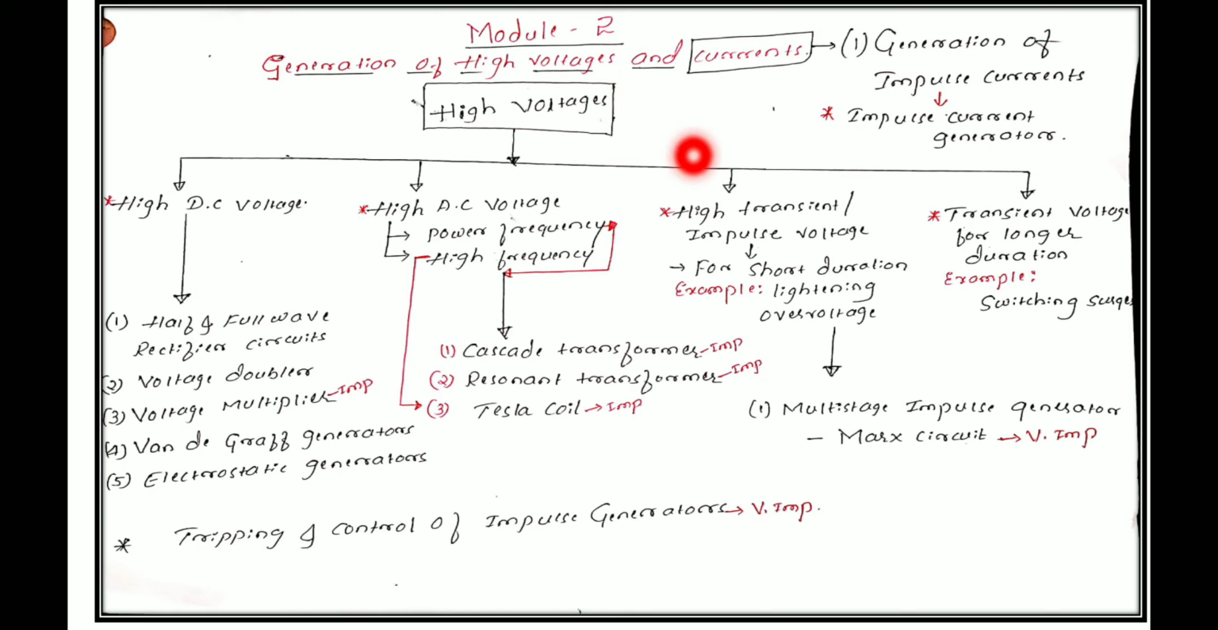If somebody asks what we are going to study in module 2, it is basically the generation of high voltages as well as currents. For what purpose do we generate them? Mainly for the purpose of insulation testing of various electrical power apparatus. For that purpose, we need to generate high voltage as well as currents. These voltages are generated by using all these techniques.